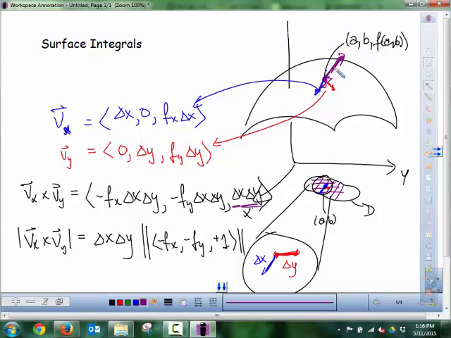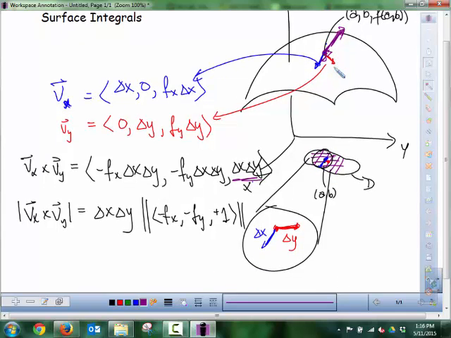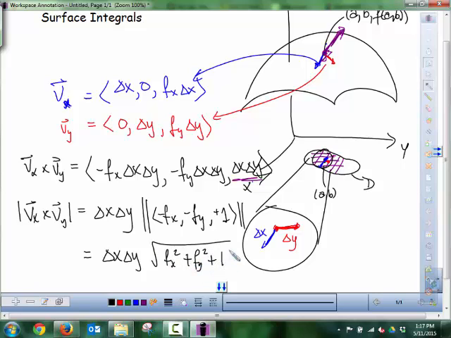Yes, it is a square. The squares added together. So let's go back to this business. So delta x, delta y, and then fx squared plus fy squared plus 1. So I don't know if you guys remember where the negative 1, or positive 1, comes from.